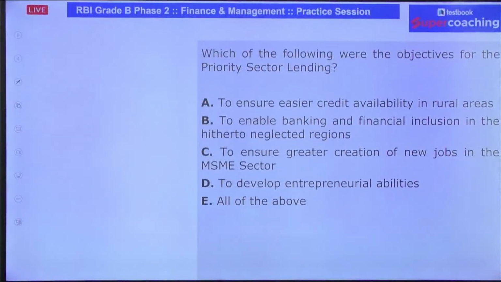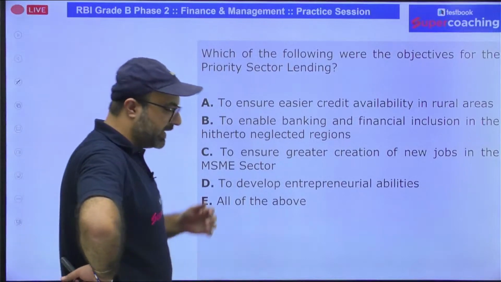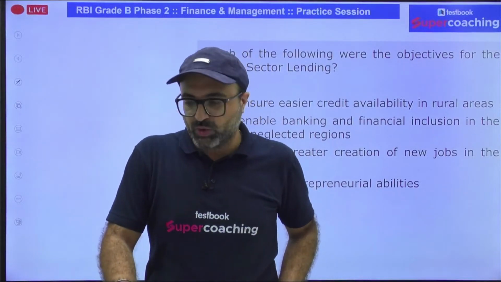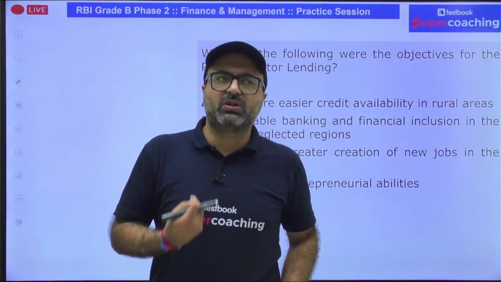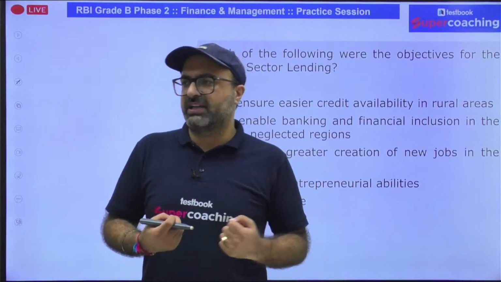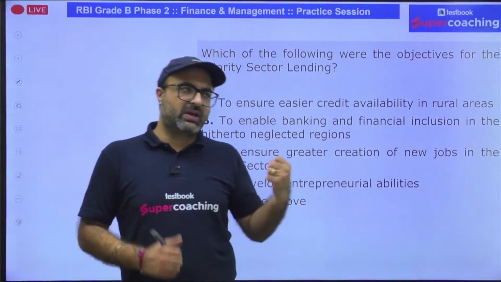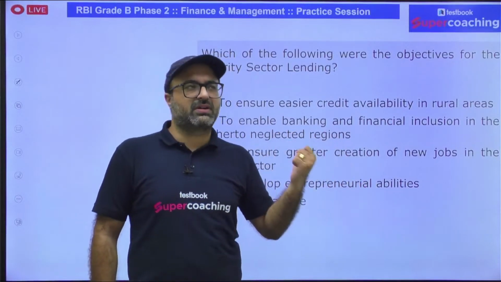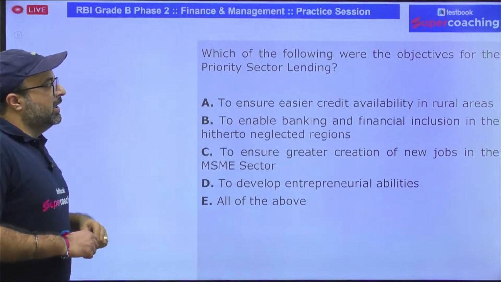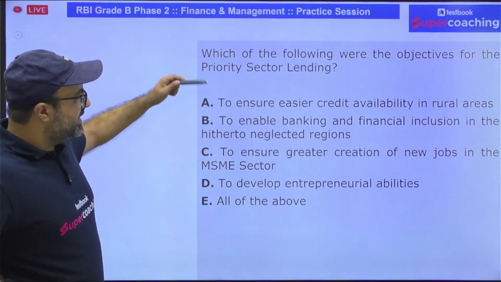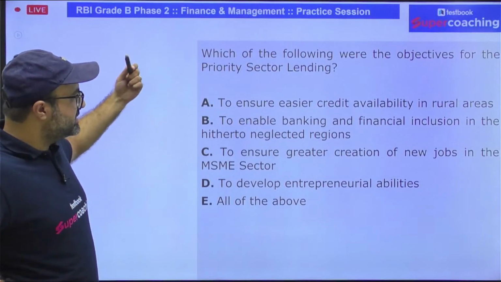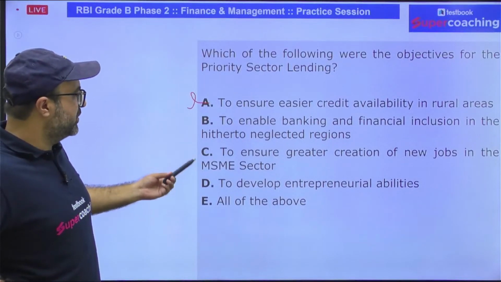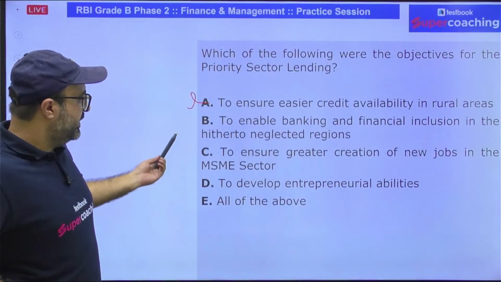Which of the following were the objectives for the priority sector lending? We know that RBI introduced priority sector lending with the motive of financial inclusion, as well as to provide loans to all those sectors which are generally ignored by the commercial banks, which include agriculture sector, weaker section, social infrastructure, green energy infrastructure, MSMEs, and many more. First is to ensure easier credit availability in rural areas. Is it only for rural areas? No. To enable banking and financial inclusion in the neglected regions.